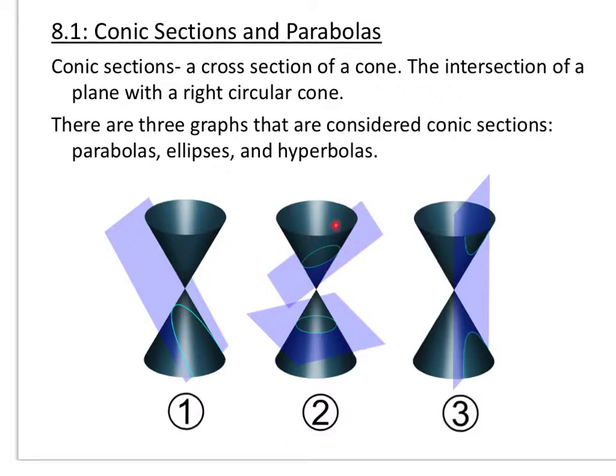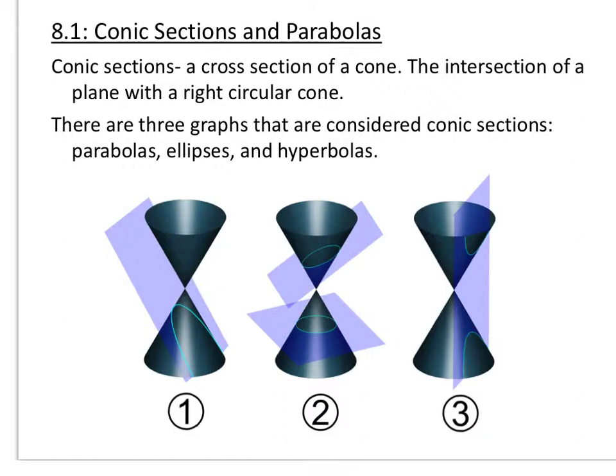This one that is kind of off kilter is showing us an ellipse. This one that looks more like it's parallel with the bottom of our cone, that's a circle. And all of our circles, we're going to call them ellipses in this section, because all of the same rules apply to both of them, basically.